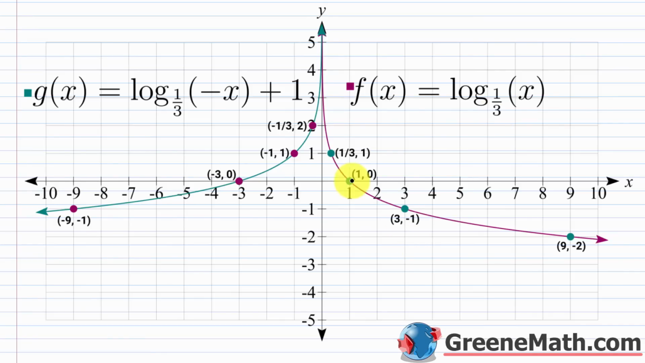All right, so as we look at the points, we have 1/3, 1. So we're just going to say this is about 1/3 right there, and this is 1. And then this right here is 1, 0. This is your 3, negative 1. And this is your 9, negative 2. Okay, so that's our graph right there.